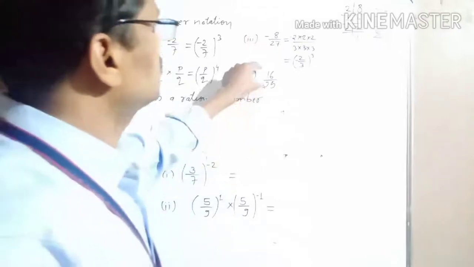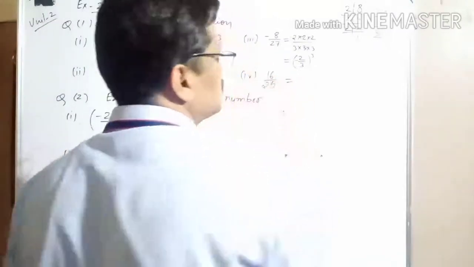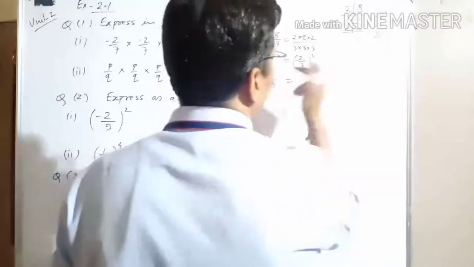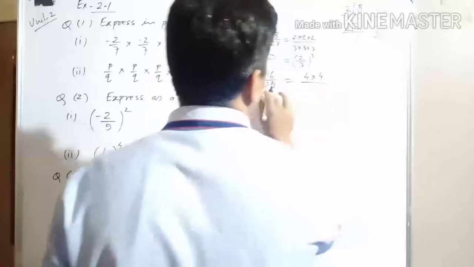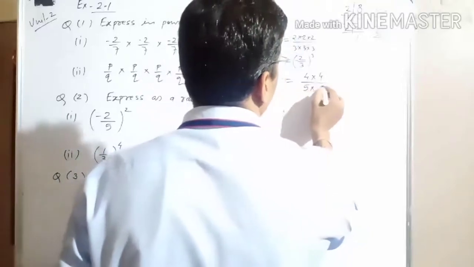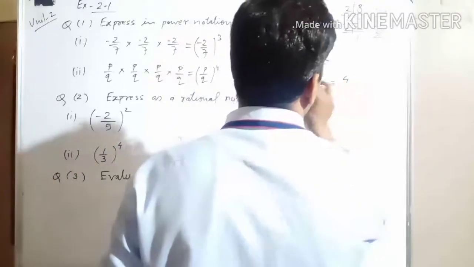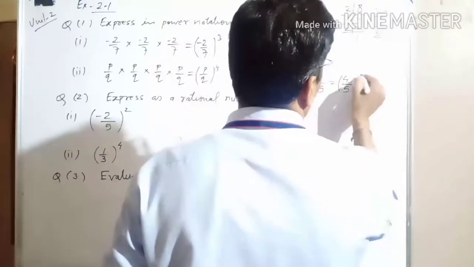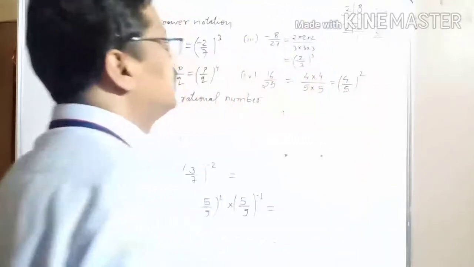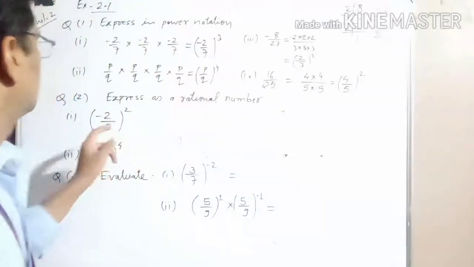Now next 16 upon 25. Here, as you know, 16 is the square of 4. So directly when you find the factors, we can write here 4 into 4, and here we can write 5 into 5. So 4 you are getting 2 times, 5 also 2 times. We can write 4 upon 5 power 2. Is it clear?